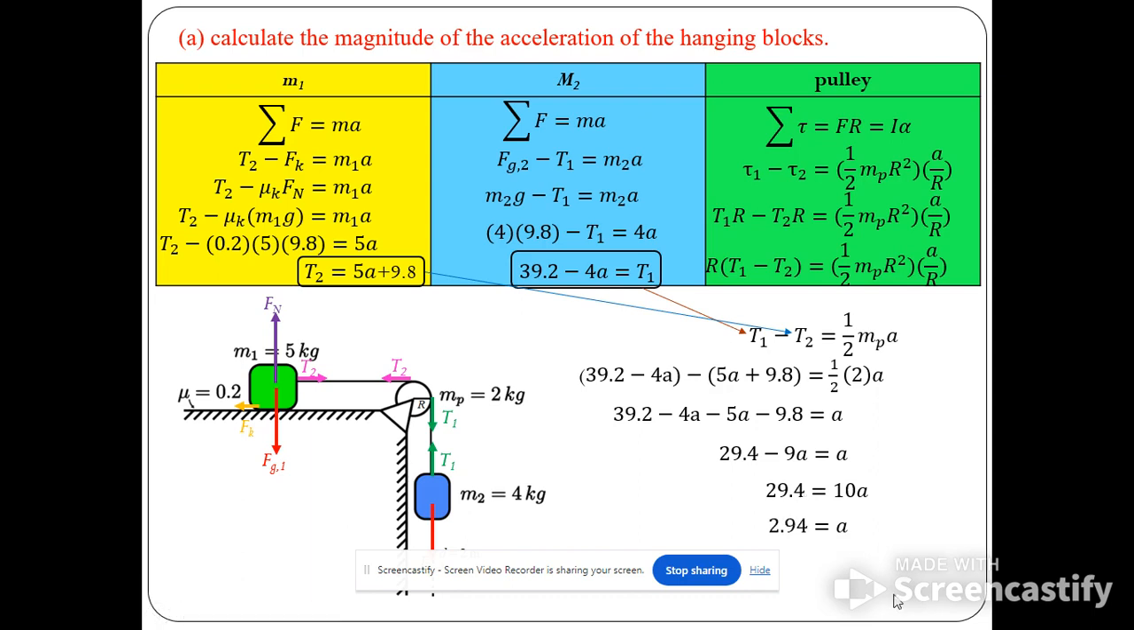I left all the units out here because the physics part is what I'm trying to teach you. So of course the unit here is meters per second squared, and we take the line of motion to be positive. So the direction for this will be positive as well.